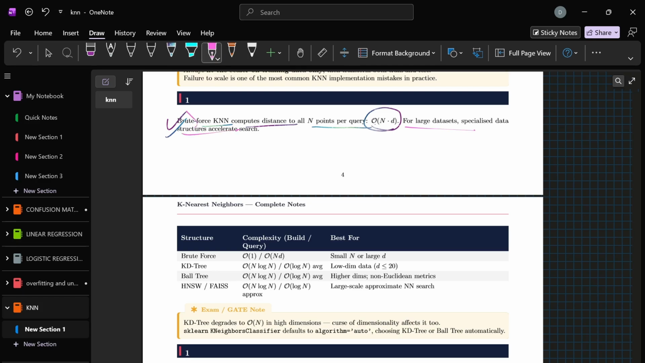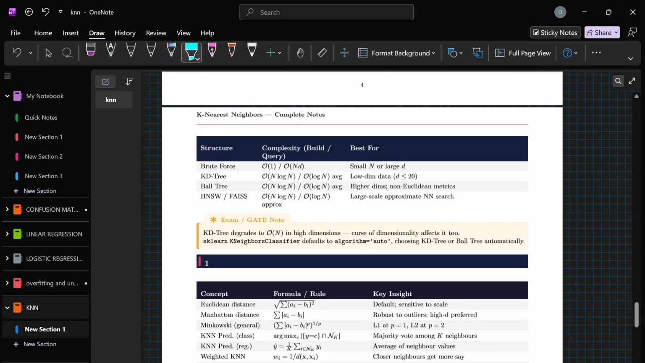Now the smarter options are: KD tree, which works great for low dimensions under 20 features, bringing query time down to roughly O of log n on average. Second one is the ball tree, which handles high dimensional and non-Euclidean distance better. Third one is HNSW and FAISS for massive scale approximate nearest neighbor search.